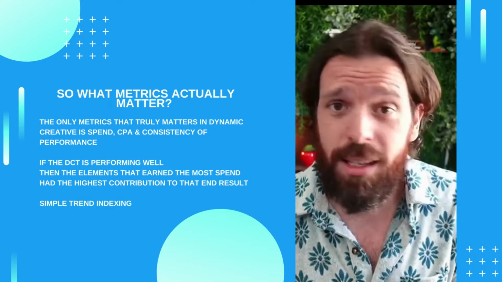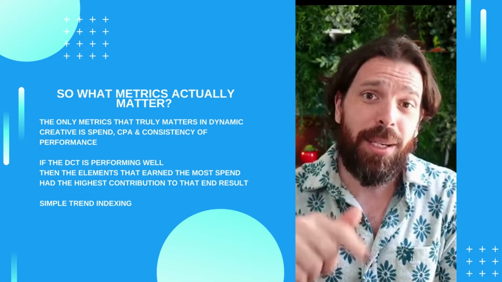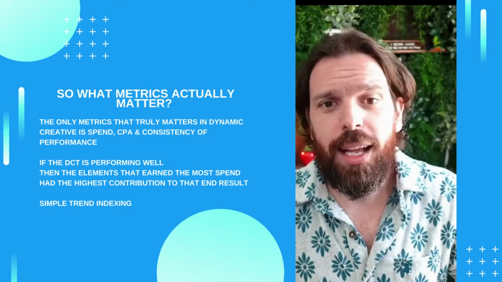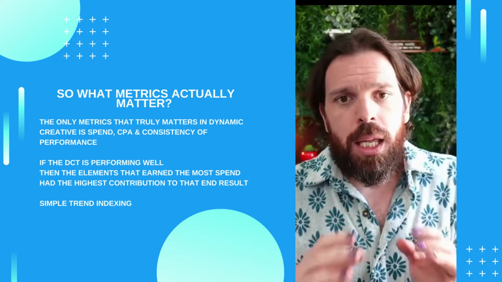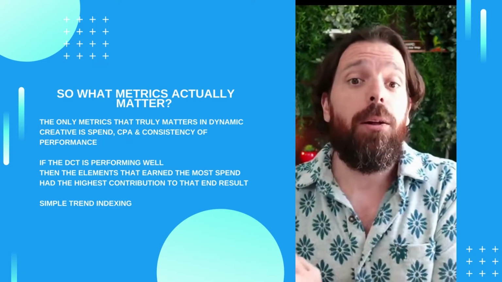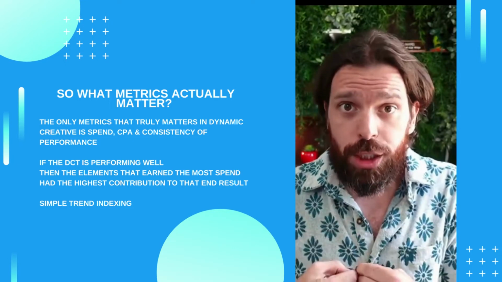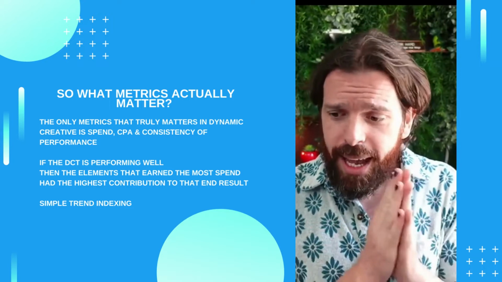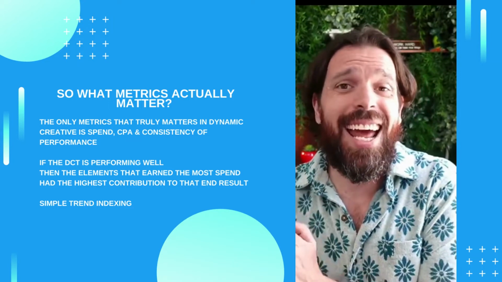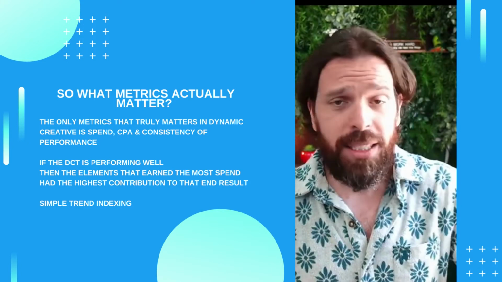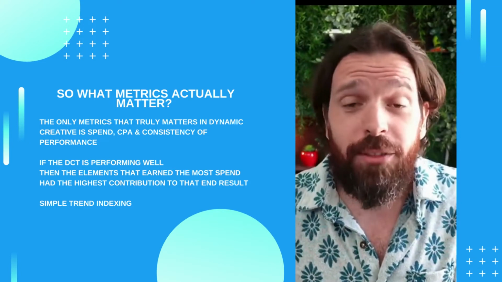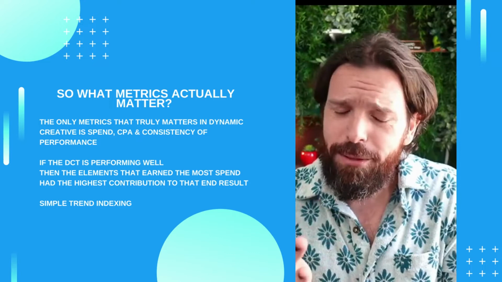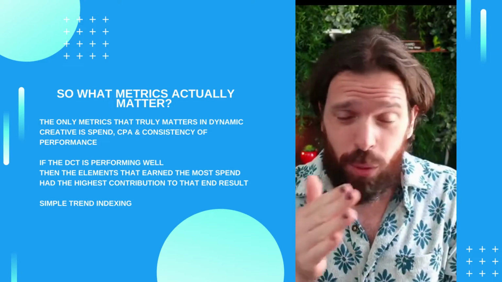Well, the only thing that matters is spend and CPA and consistency of performance. I get asked this question a lot, so let me break this down a bit for you. The DCT, if it's performing well, then the elements that earned the most spend, because spend is a meritocracy, tended to have the highest contribution to the net end result of that test. Basically, if some creative got 80% of the spend and you're happy with the outcome, odds are that creative has a lot to do with why that outcome was good.